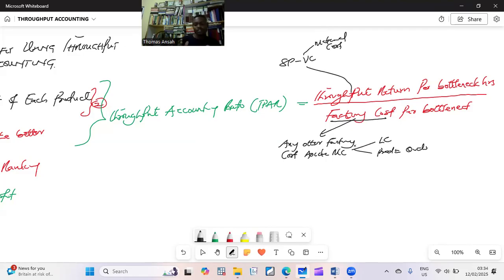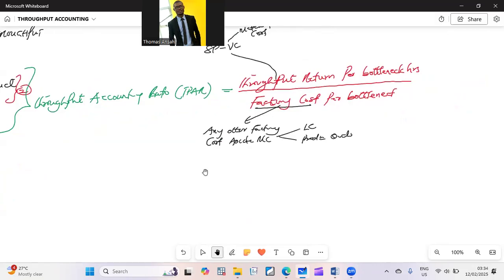Take note of that. So this is the formula, but you see, the throughput return per bottleneck hour is the throughput return per unit. So this is what we're going to do. We're going to fish it out, because we are talking about throughput return per bottleneck hour.